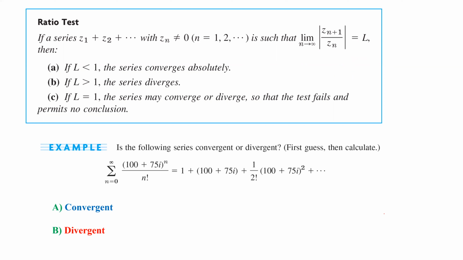What do you think about this one? Sum of (100 plus 75i) to the power n divided by n factorial, which is this series, is it convergent or divergent? Let me give you the poll. What do you think?